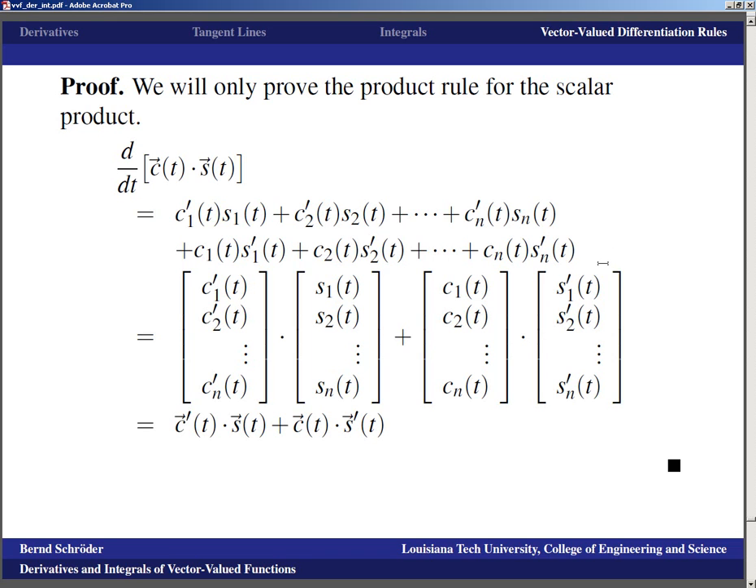What you can also see in this proof is that whether we're working with 2 dimensions, 3 dimensions, or n dimensions, the proofs are all very similar. So here you've seen an n-dimensional proof, and except for the magic 3 dots, there is really no difference between that and a 3-dimensional proof.